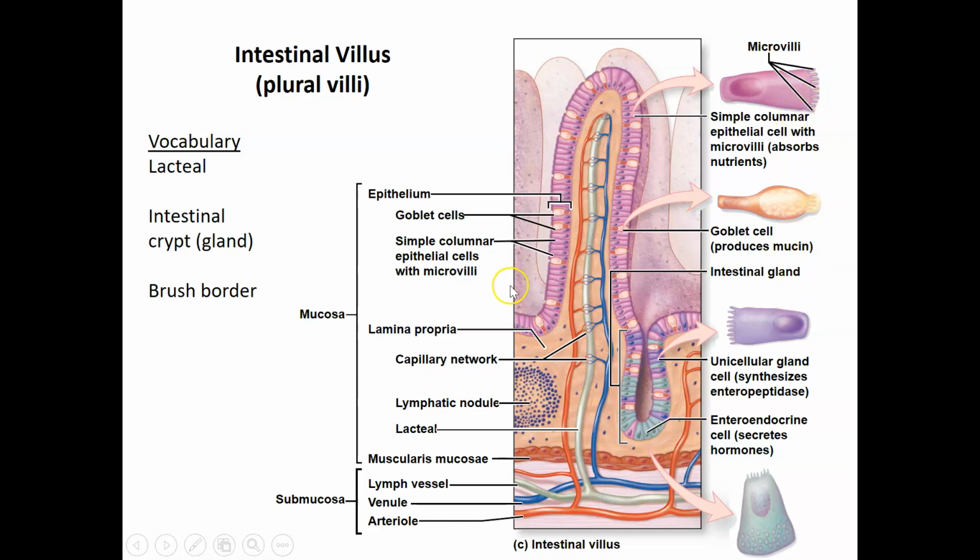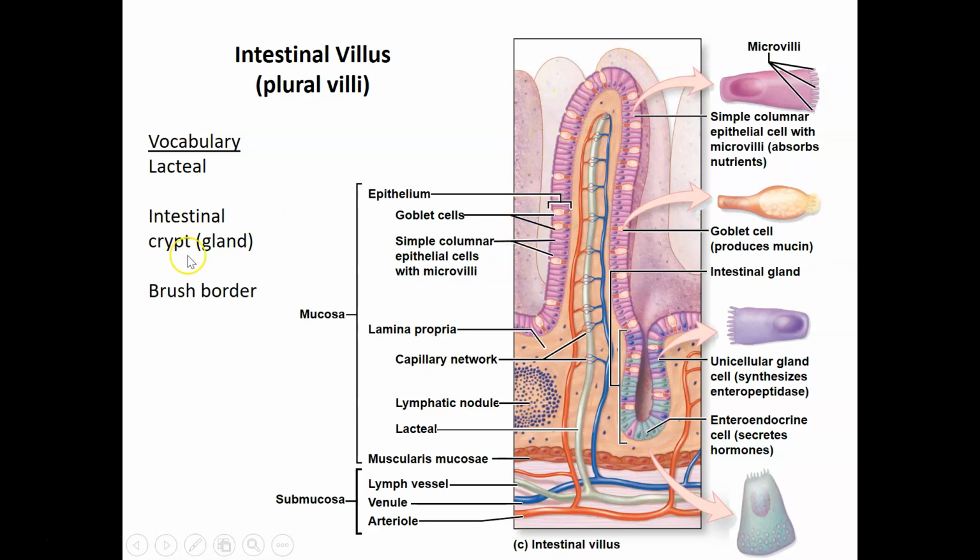A few other things to point out on this slide. This surface with the microvilli is called the brush border. It looks like a brush, right? Microvilli projecting. And those would be on all of the absorptive cells. They have these microvilli projecting out into the lumen. So that would be the brush border of the villus.